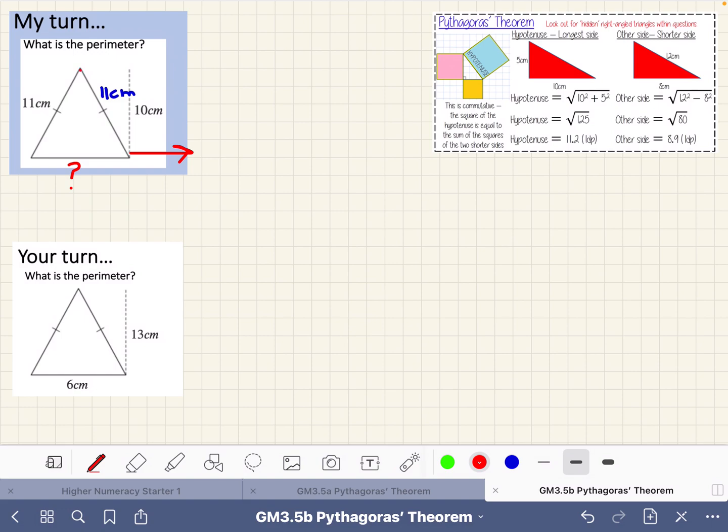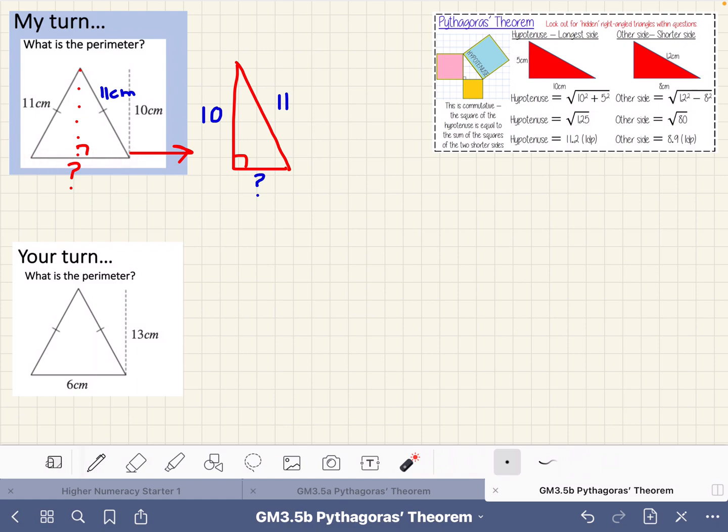We can see that within this shape, I have that right angle triangle. And I'm going to draw one of those here. Where my hypotenuse is 11 and my perpendicular height is 10. And I am looking to find out what half of the base of the main triangle is.